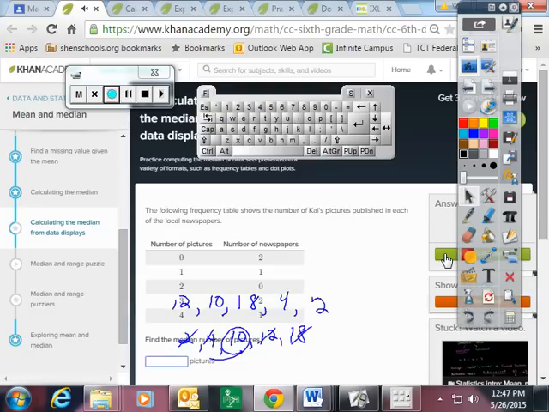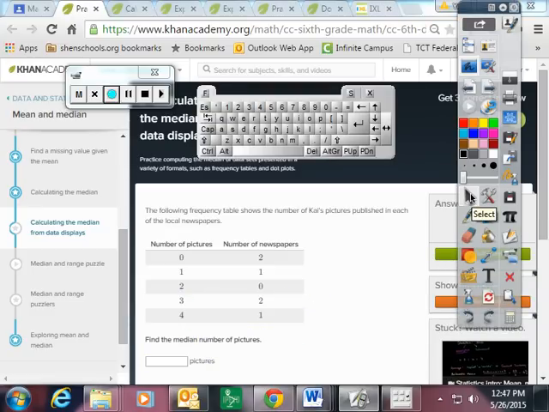And let's do, oh, this one I love. It's very tricky. The following frequency table shows the number of Kai's pictures published in each of the local newspapers. So, 0 happened 2 times. So you have to make that in your list 2 times. 1 picture happened once. 2 pictures happened 0 times. 3 pictures happened twice. And 4 pictures happened once. Now from this, I have to find my center, and in this instance I have 2 middles. 1 plus 3 is 4, and 4 divided by 2 would mean that the median of this data set would be 2.